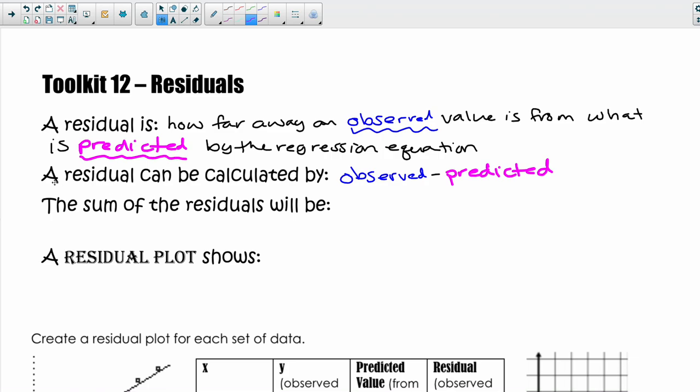So if you're looking at the sum of all of the residual values, as in if you have 10 data points, all of the residuals should add up to 0. It might not be exactly 0, but it should be 0 or very close, because of rounding.